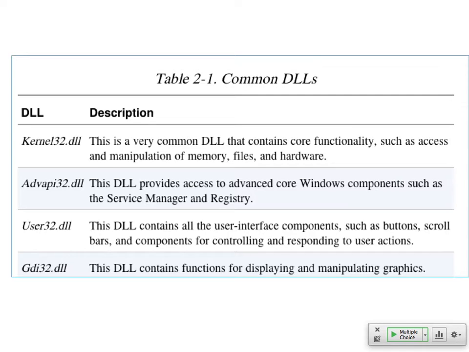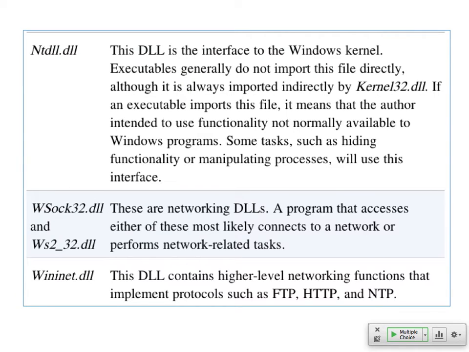Advapi32 lets you see things like the registry. User32 has the user interface components like buttons and scroll bars. And GDI has functions for displaying graphics. NTDLL is the interface to the kernel. Normal executables do not load NTDLL.